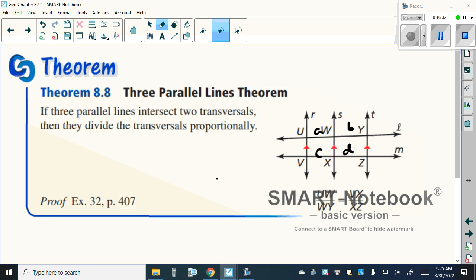But really we're saying that A over B is going to equal C over D. Those parts are going to be proportional. Even though we're not talking about a triangle, it's going to divide them proportionally. Questions on this here?